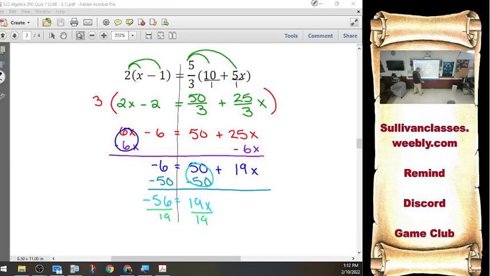Can I reduce it? Is there a number that goes into 56 and 19? 3? No clue. 3 goes into 18, not 19. 1. And 1 won't change it, right? Yeah. So that's it. That's my answer. Negative 56 over 19. It just stays ugly.